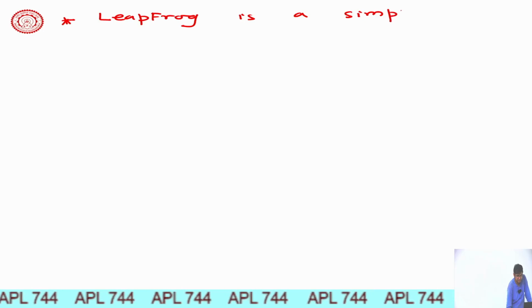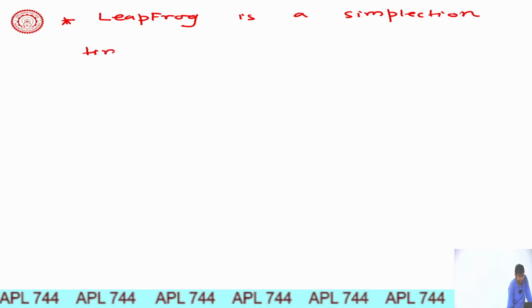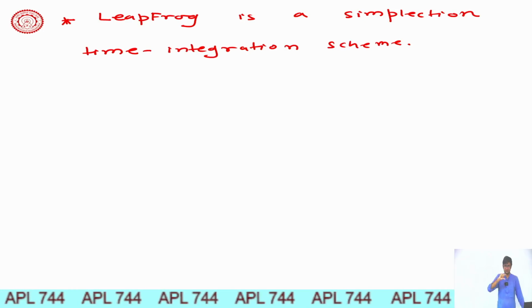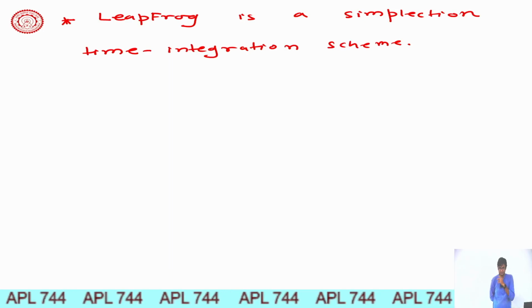Leapfrog is a symplectic time integration scheme, and that makes it more accurate over long time duration, and it is also time reversible. So if you reverse the direction, you can reach the same point from where you started.